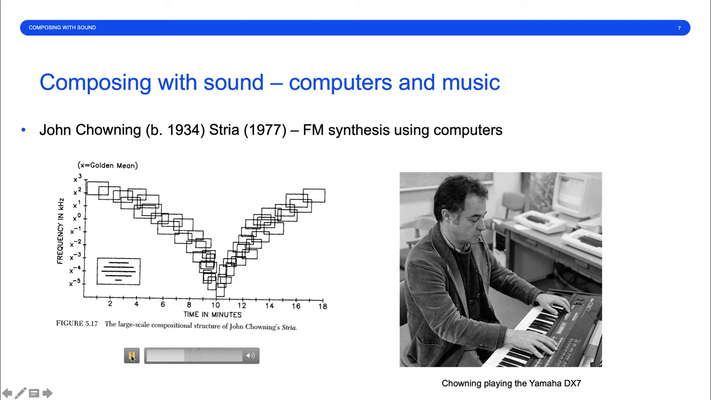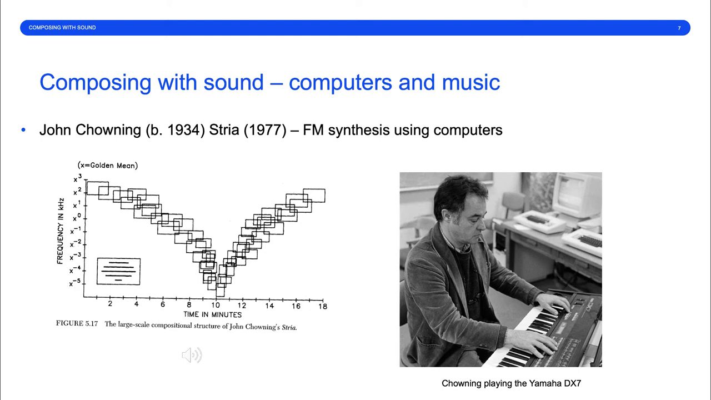Okay, I'll just pause that there. So this is jumping forward in time by over 20 years to the beginning of digital sound synthesis. And this piece that we just heard, Stria, by the American composer John Chowning, was composed using software that he wrote on a computer system at Stanford University using a programming language called the Stanford Artificial Intelligence Language. So they were doing artificial intelligence research way back in 1977.